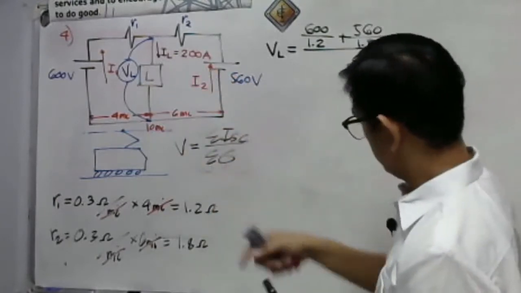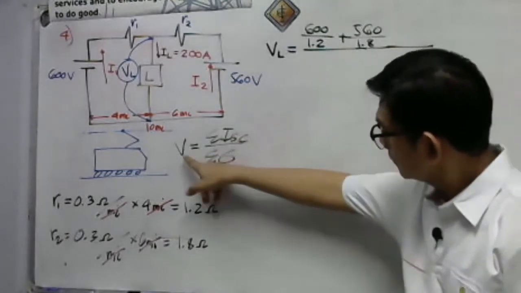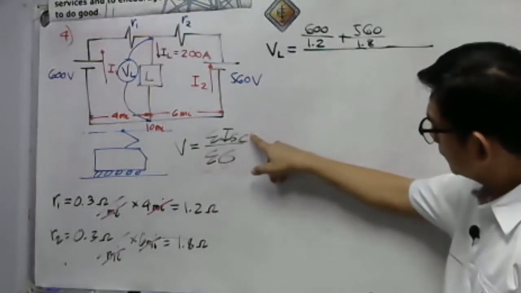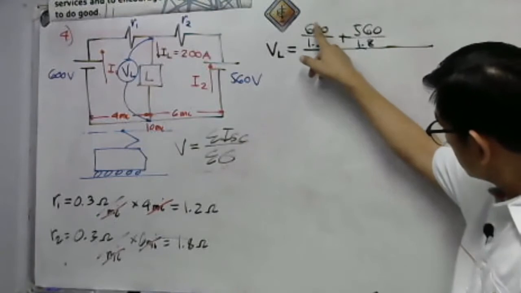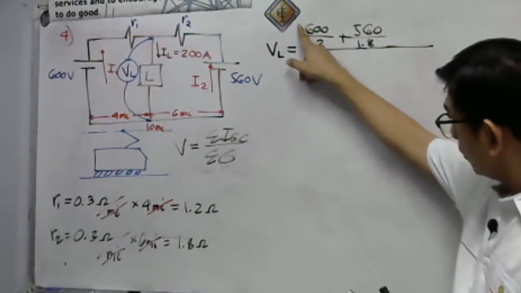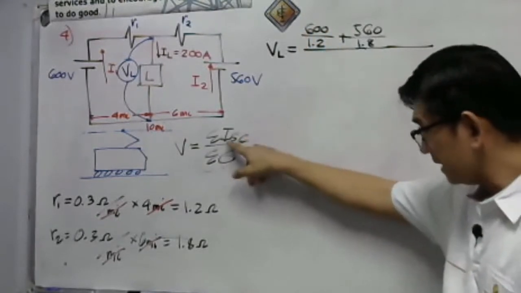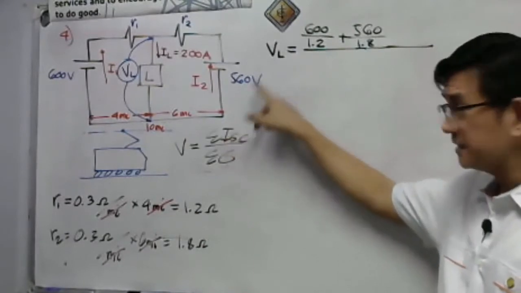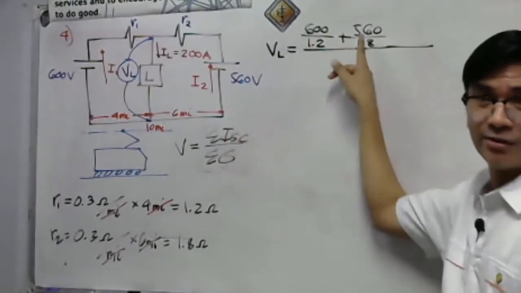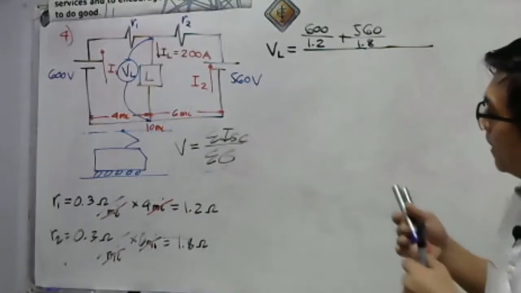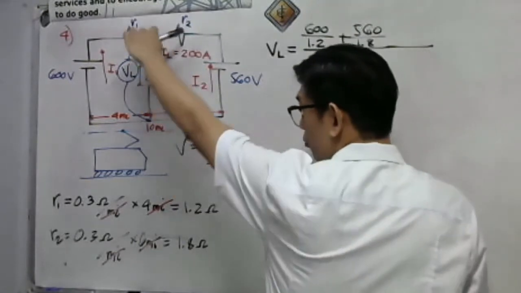Remember that the numerator is actually the ratio of the voltage to the resistance. So therefore, it is a current. That is still a current. This is a current. This is also a current. Now, we have 200 amperes going downward.